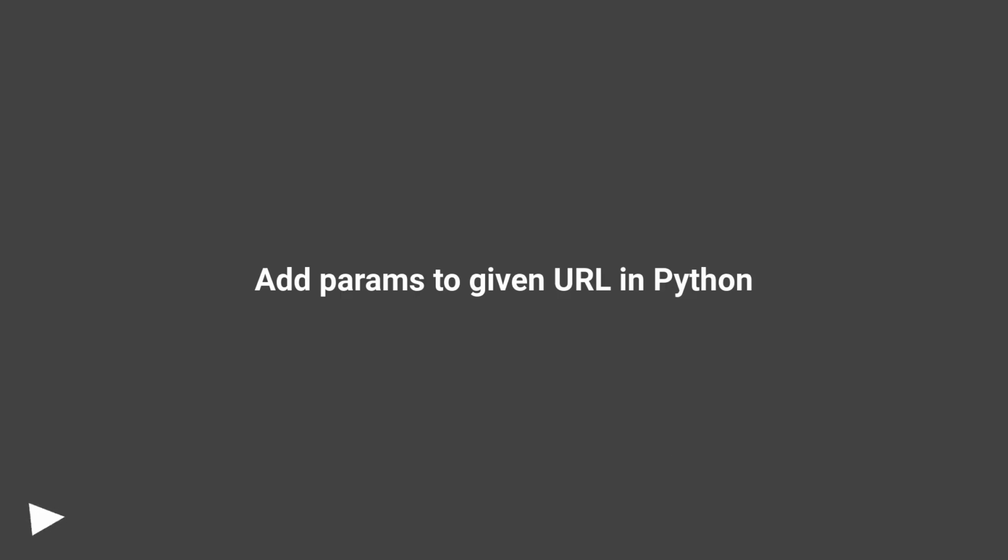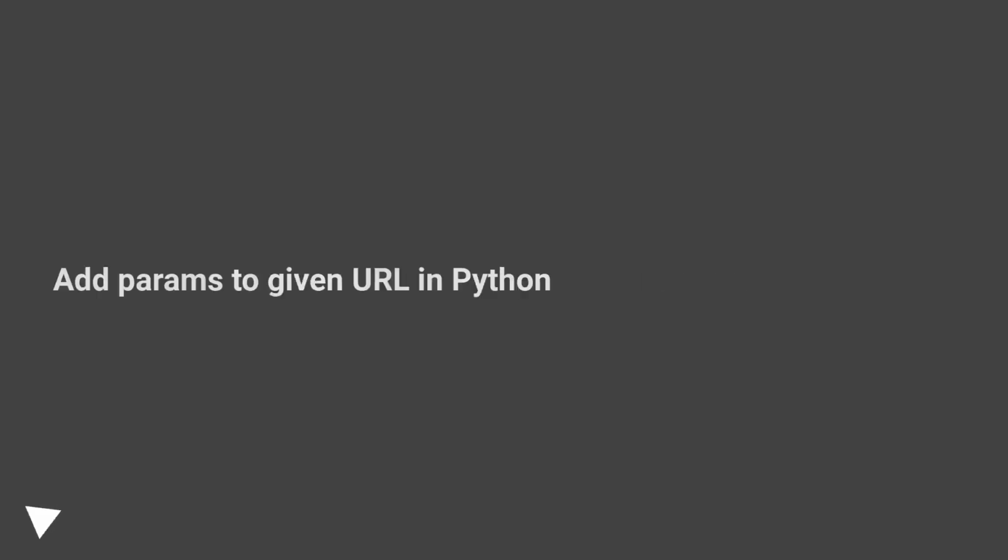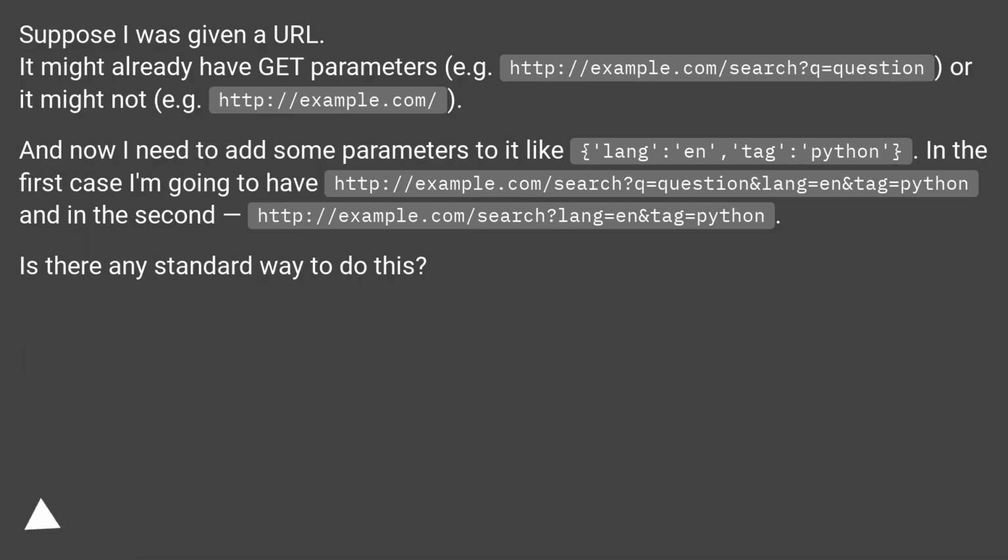Add params to given URL in Python. Suppose I was given a URL. It might already have GET parameters. For example, http://example.com/search?q=question, or it might not.